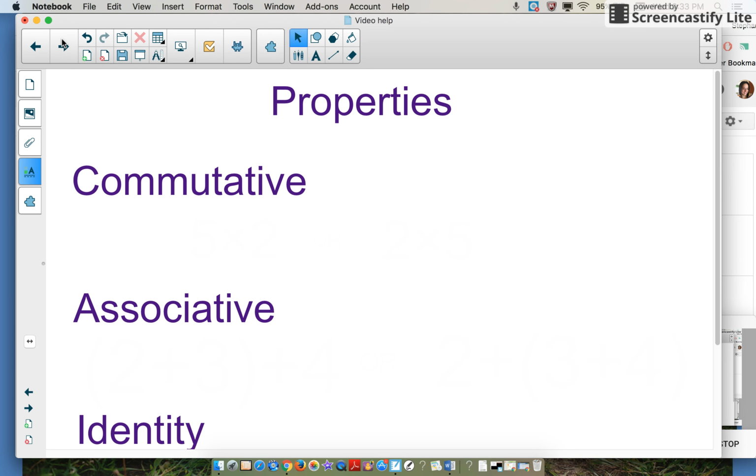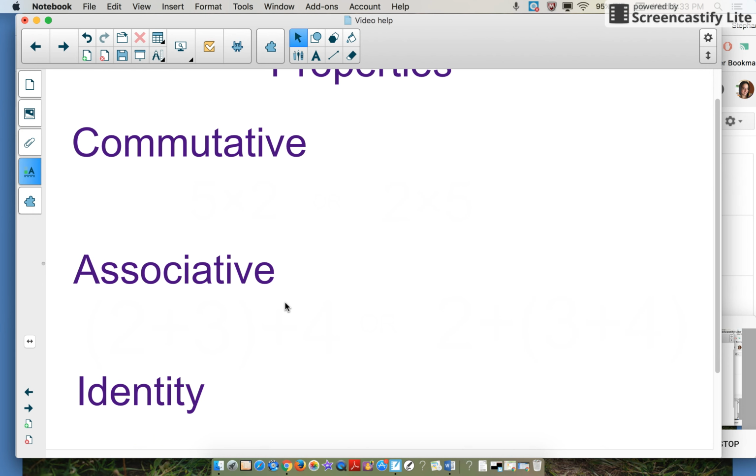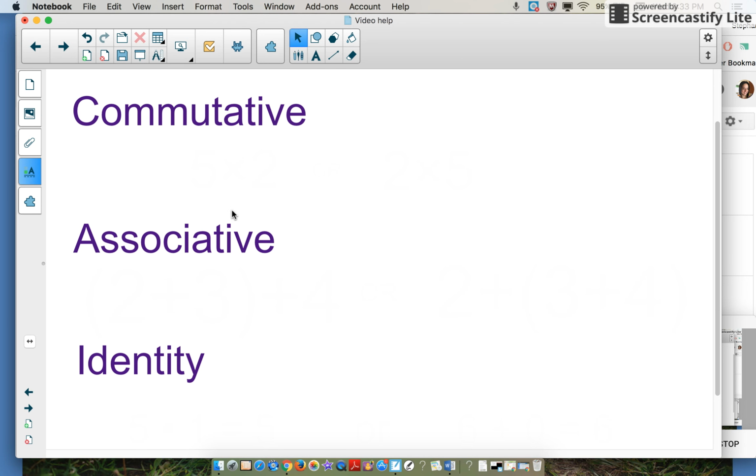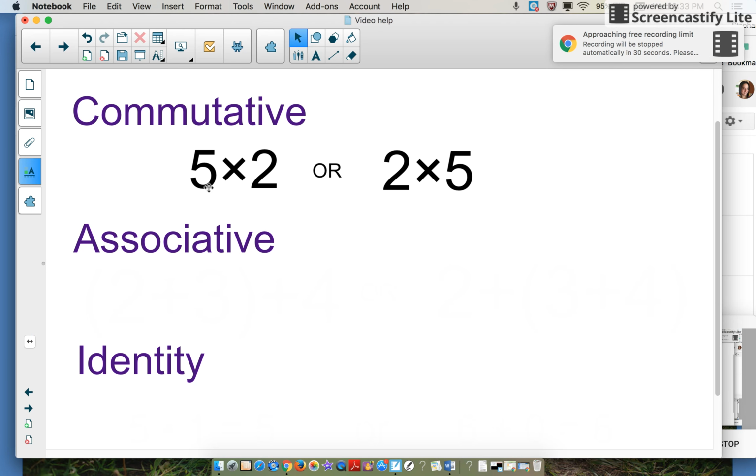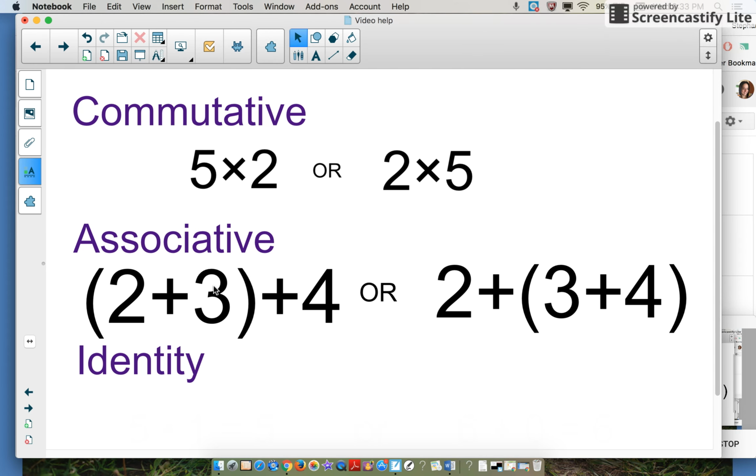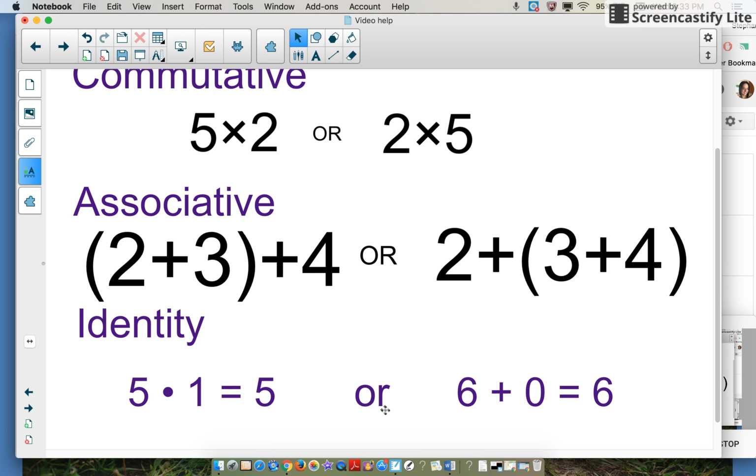Properties was one of the things that we did just before distribution. And properties, the 3 we talked about were commutative property, associative property, and identity property. Commutative property was where you could take anything, whether it's addition and subtraction, you could switch them around. Associative was when you move the parentheses, and identity was when you either multiplied by 1 or added 0.